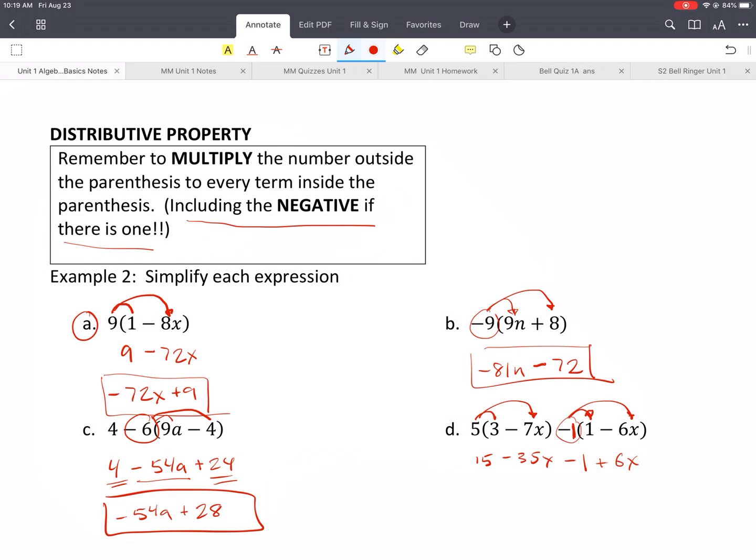And then we want to combine like terms. So we'll combine these like terms. That would give us a negative 29x. And then we'll do the next highest exponents. That would give us a positive 14.